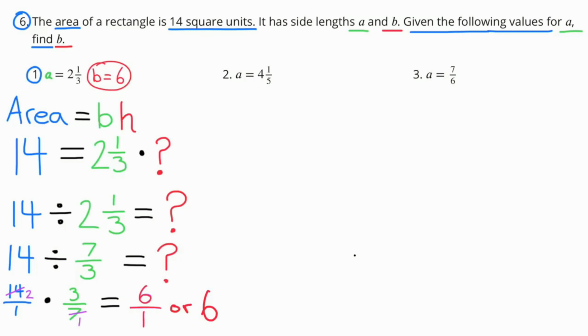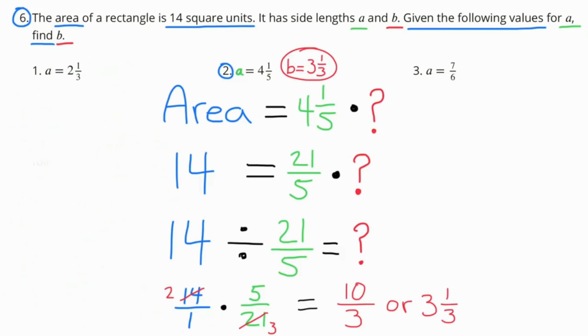14 divided by 2 1/3 is the same as 14 divided by 7/3. We can find that answer by multiplying 14 by the reciprocal of 7/3. 14 times 3/7 equals 6. B equals 6. Number 2. A equals 4 1/5. So the area equals 4 1/5 times an unknown number. And they told us that the area was 14. So 14 equals 4 1/5 times an unknown number.